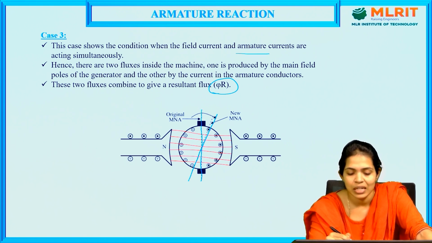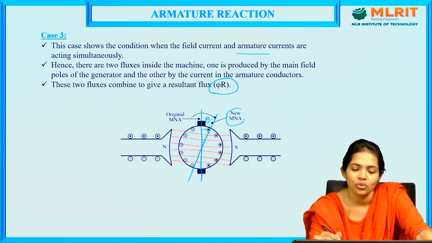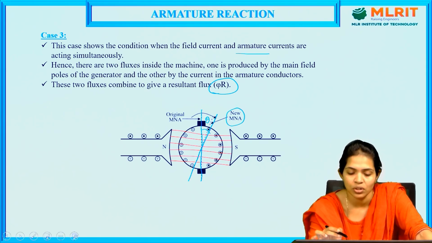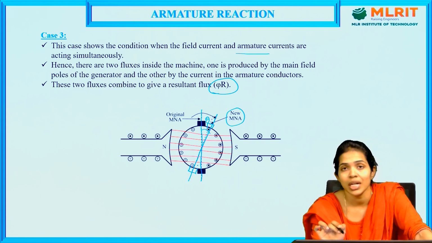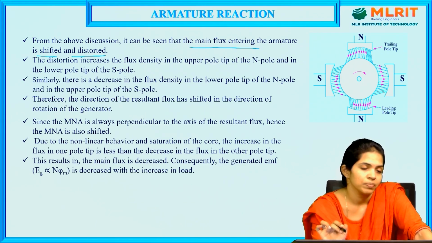So we can see that there is a displacement in the magnetic neutral axis, and this is the position of the new magnetic neutral axis. As I told you, the brushes also lie on the magnetic neutral axis, so the brushes' position will also get shifted to the new position.